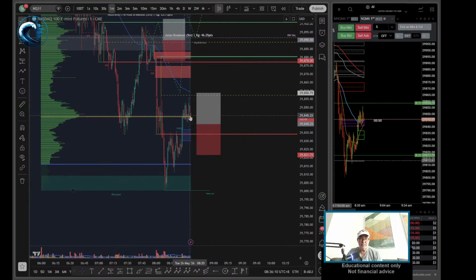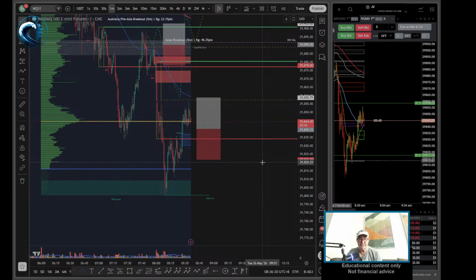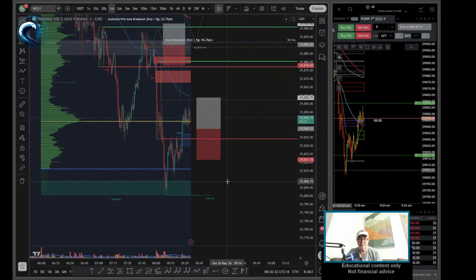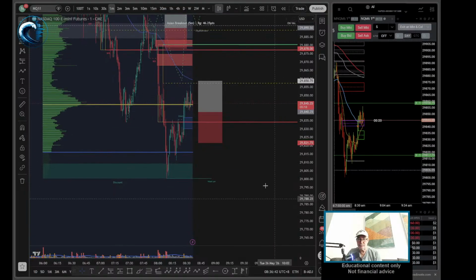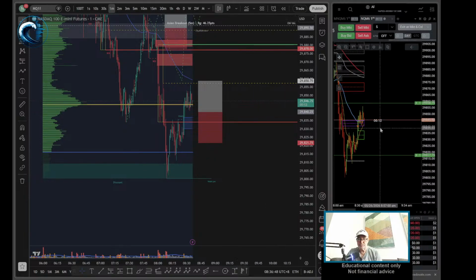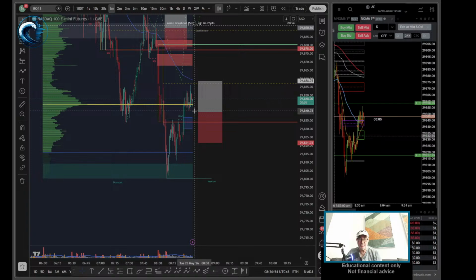Come on, just push down. One more candle down and I'll get one little win. Unless we break here, I am going to be in trouble.